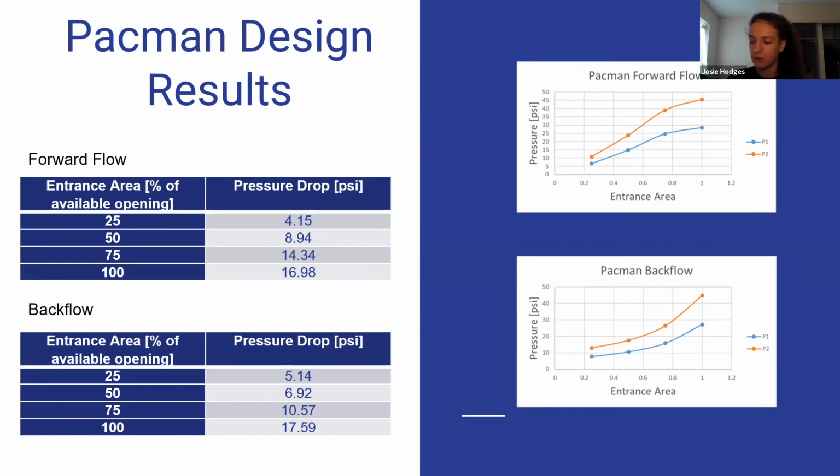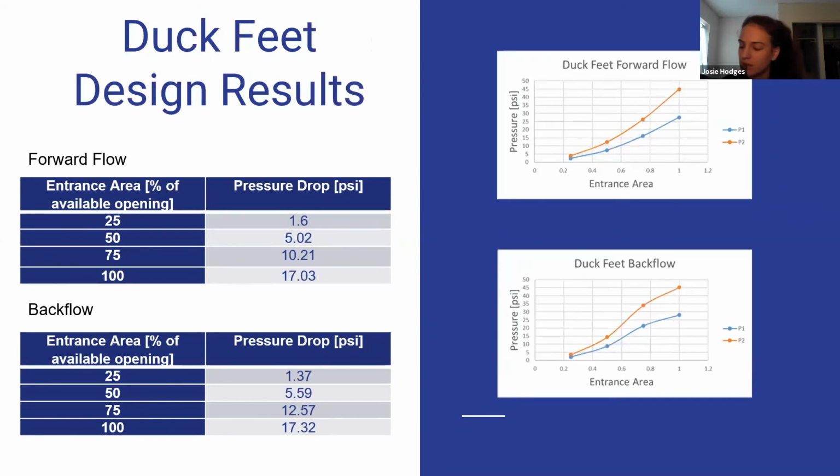This one's a little more back and forth, but again, the highest pressure has the highest backflow pressure drop versus forward flow pressure drop, and through that, the higher diodicity reading. For the duct feed design, we have the same, it's backward and forward, which was not expected based on ANSYS results. I thought this one would do a lot better.